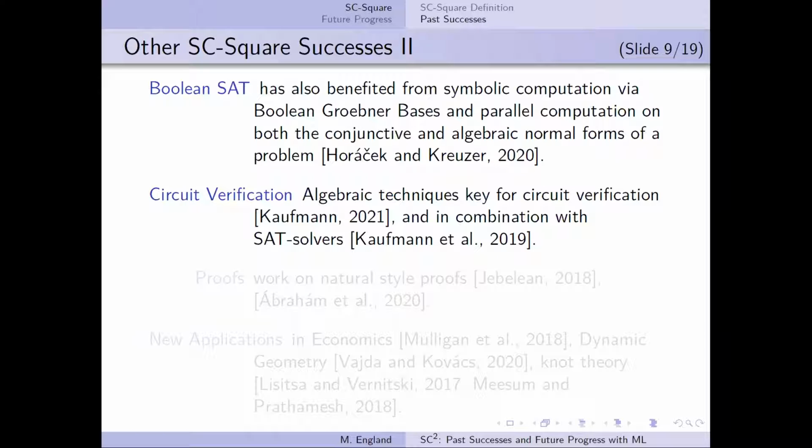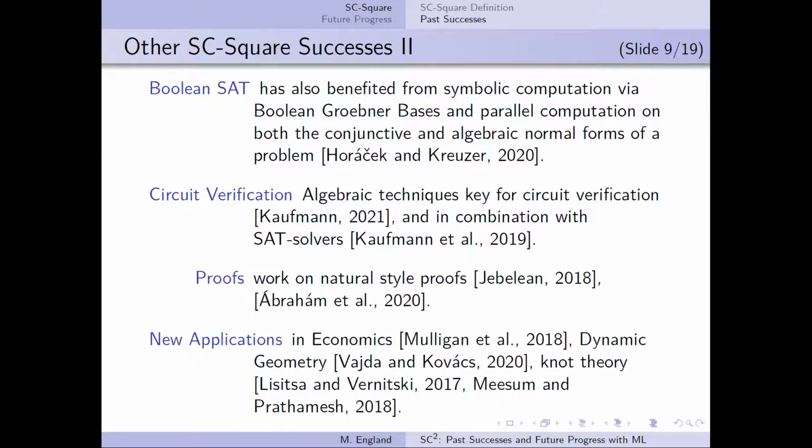And also in the Boolean area, circuit verification is an application that's seen a lot of work with algebraic techniques in combination with SAT solvers. Some of that presented at the SC² workshop as well.